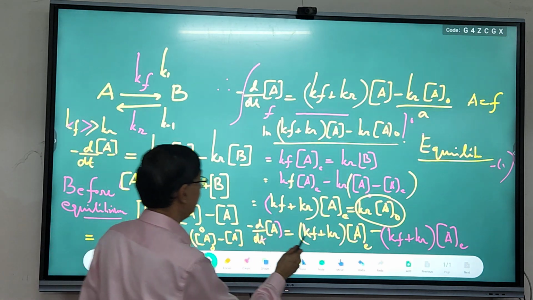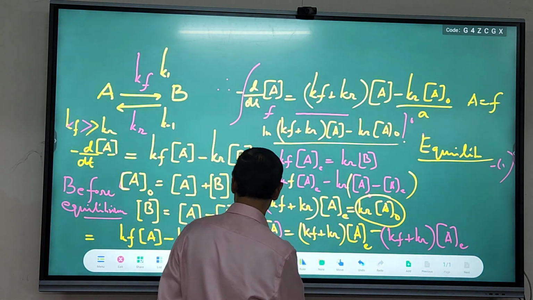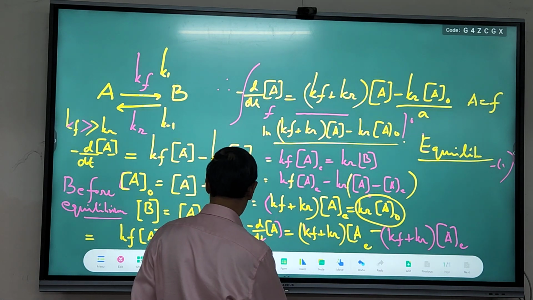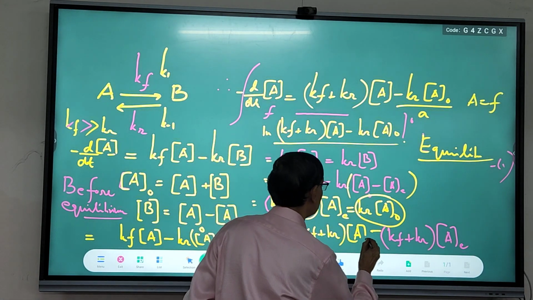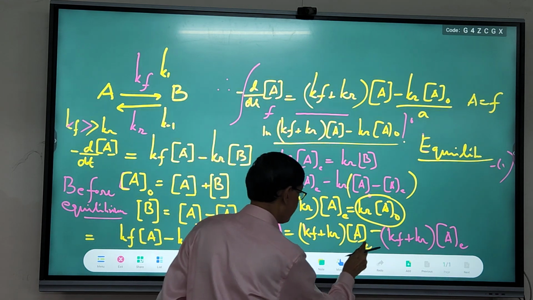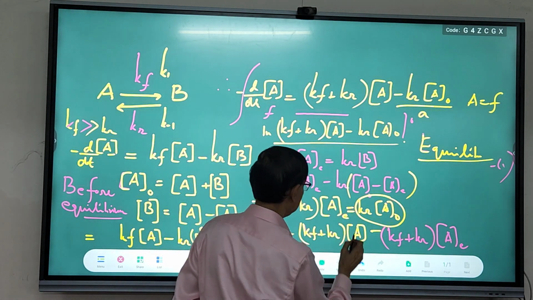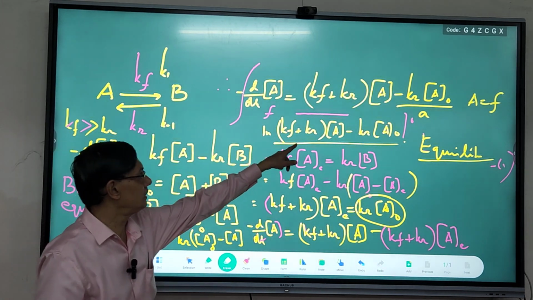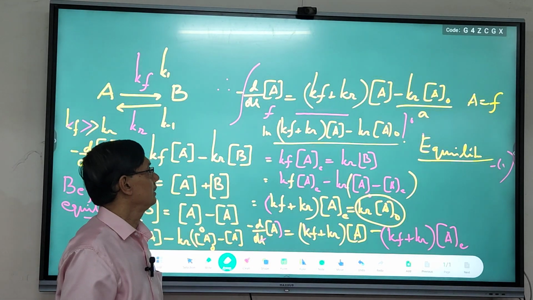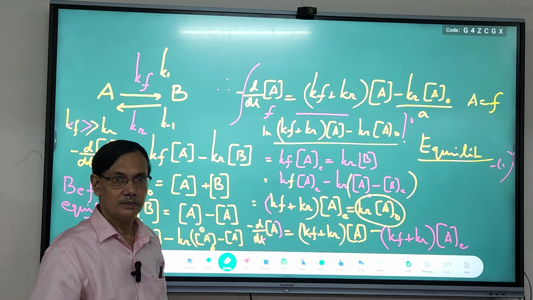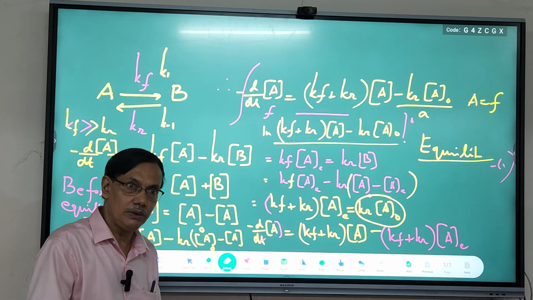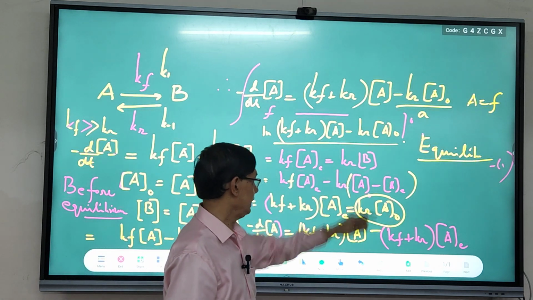No, it was A. Again, I'm sorry. It is A. Because these are the first equation. That is a combination of A and A0. Apply equilibrium, we'll get the value of Kr A0.